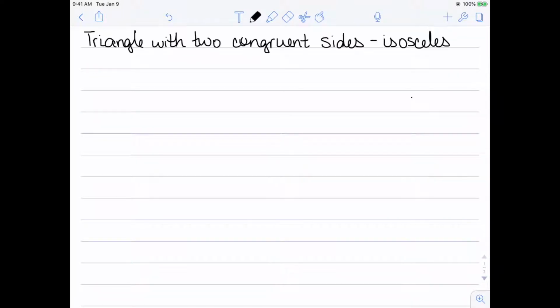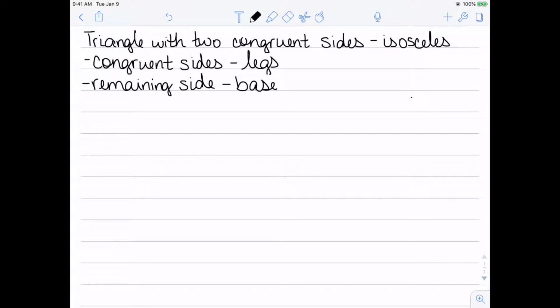We'll now talk about isosceles triangles and the SSS congruence criteria. A triangle with two congruent sides is known as an isosceles triangle. The two congruent sides are known as the legs of the triangle. The remaining side is known as the base of the triangle.